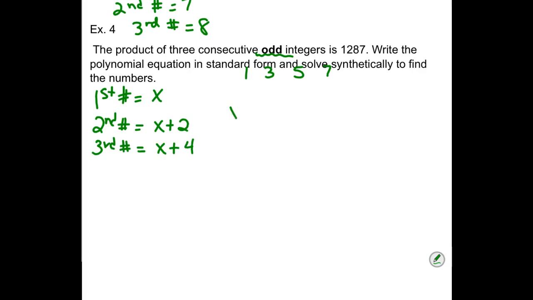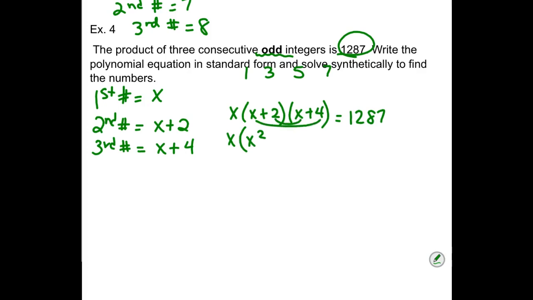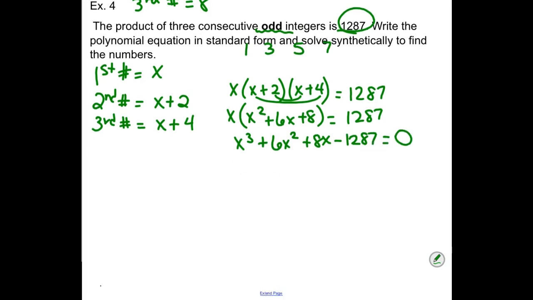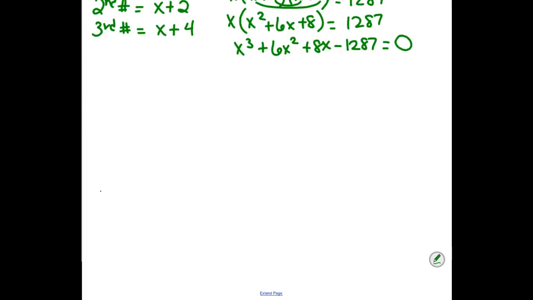So again, we're taking the product of our 3 numbers, and this time our product is supposed to give us 1,287. So again, foiling our 2 binomials, we have x squared, insides and outsides give me 6x. Our last term is 8. Distributing our x, we have x cubed plus 6x squared plus 8x. I'm going to go ahead and bring that 1287 to the other side so that I can have it equaling 0. All right, again, we're going to go to our graphing calculator and see if we can find some zeros of that.